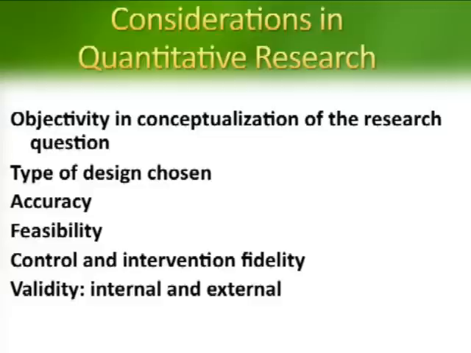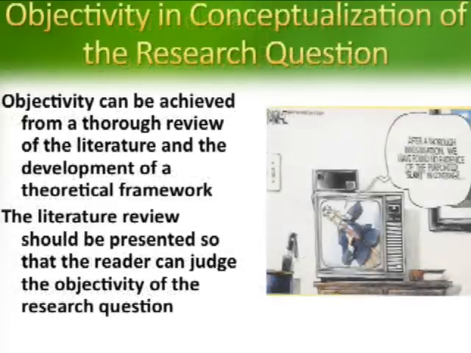Overall, quantitative researchers want to be objective so that they can control and eventually predict the phenomenon in which they're interested. Objectivity can be achieved from a thorough review of the literature and development of a theoretical framework, and we discussed those a couple of lectures ago. The literature review should be presented so that the research reader can judge the objectivity of the research question.